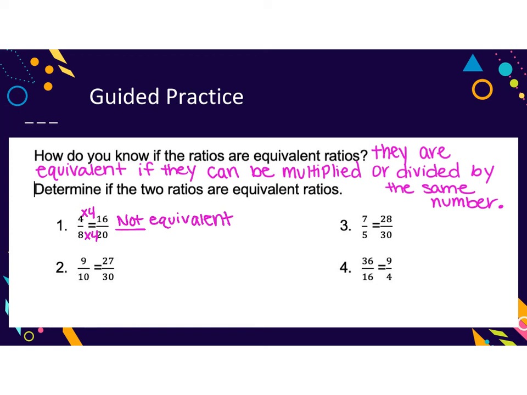For question 2, how did we get from 9 to 27? We can multiply 9 times 3 to get to 27. So if we multiply the 10 down below by the same 3, 10 times 3 is 30, and 30 is the denominator for the second ratio. So these are equivalent ratios.